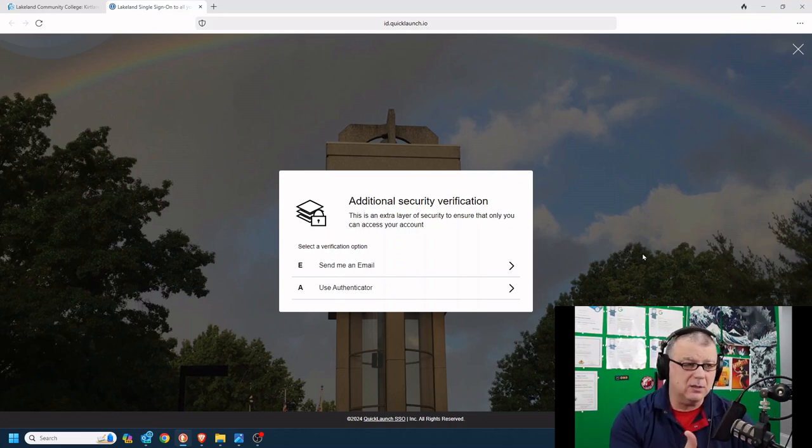Lakeland allows us generally a couple ways to do it for that two-factor authentication. One is by sending you an email. The other is by using some kind of authenticator, whether it be the Google Authenticator or the Microsoft Authenticator. I strongly encourage you to use either Google or Microsoft's Authenticator and don't use your email address.